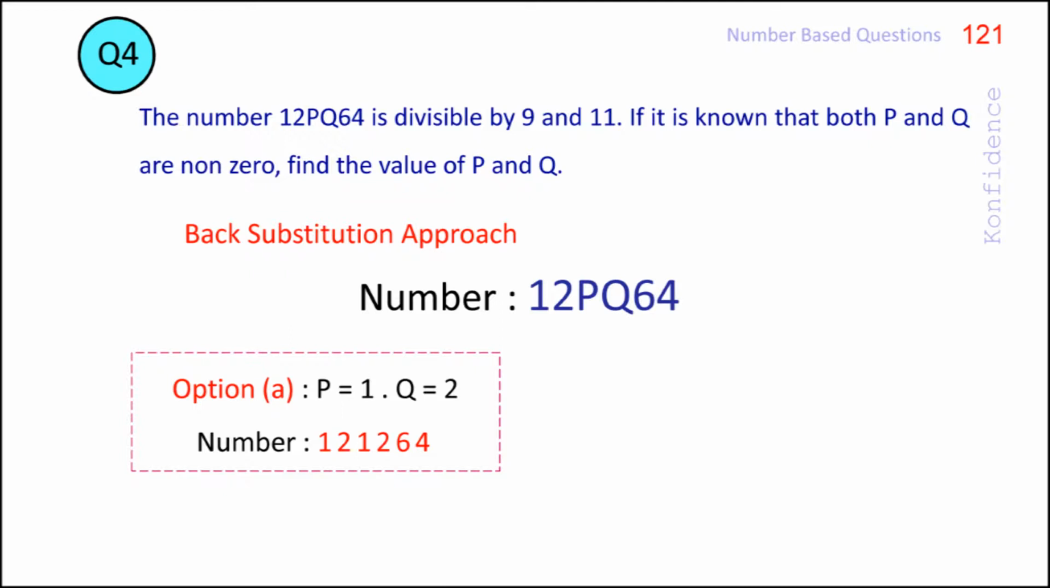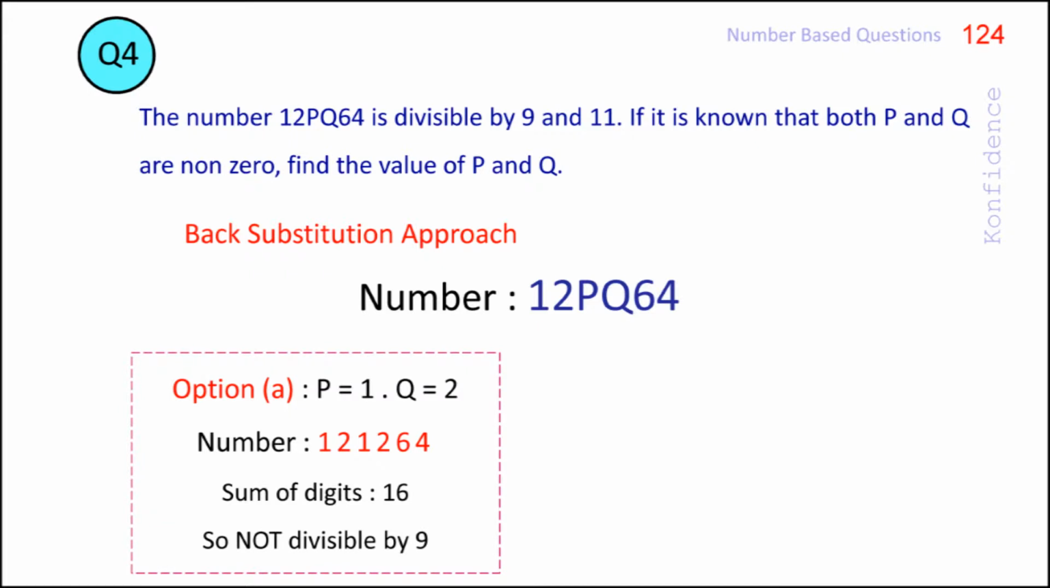It is said that the number is divisible by both 9 and 11. The divisibility condition for 9 is that the sum of digits should be divisible by 9. Let us add the digits: 1 plus 2 plus 1 plus 2 plus 6 plus 4. It adds up to 16. 16 is not divisible by 9, and so the number is also not divisible by 9. So option A is out.